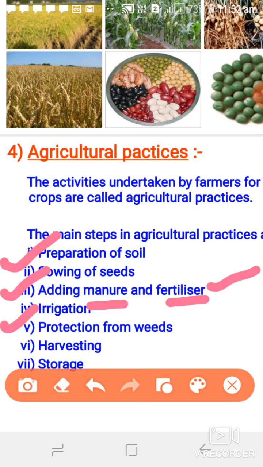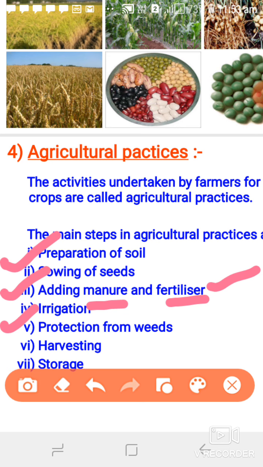After that, from time to time we will have to provide the quantity of water. Okay, so by the process of irrigation. What is irrigation? Watering the plants, means crop plants, right? But it should be for a definite duration according to the need.